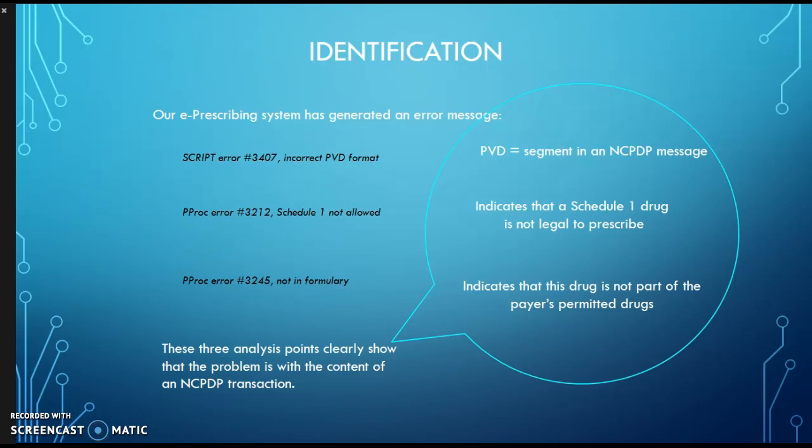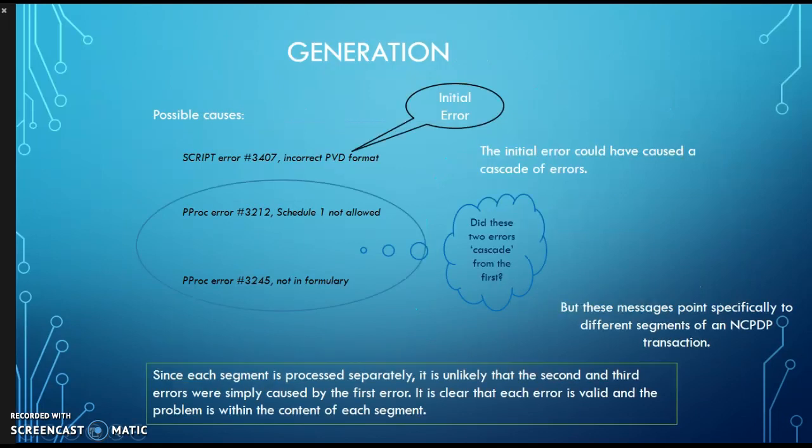The second line refers to Schedule I not allowed, which indicates that it is not legal to prescribe a Schedule I drug. Use of the term formulary on line 3 refers to the allowed list of drugs. The evidence clearly points to the content of the NCPDP segment as being the problem. Note that NCPDP refers to the National Council for Prescription Drug Programs, and HL7 refers to Health Level 7 International, both of which are standard makers of healthcare transactions.